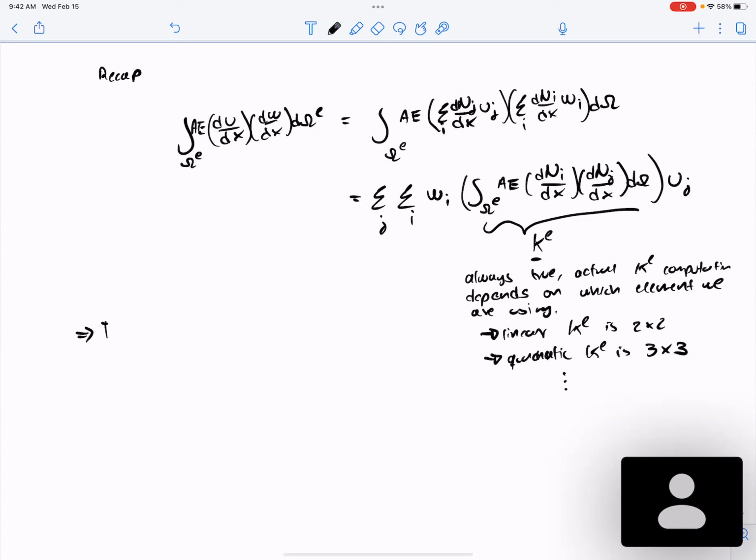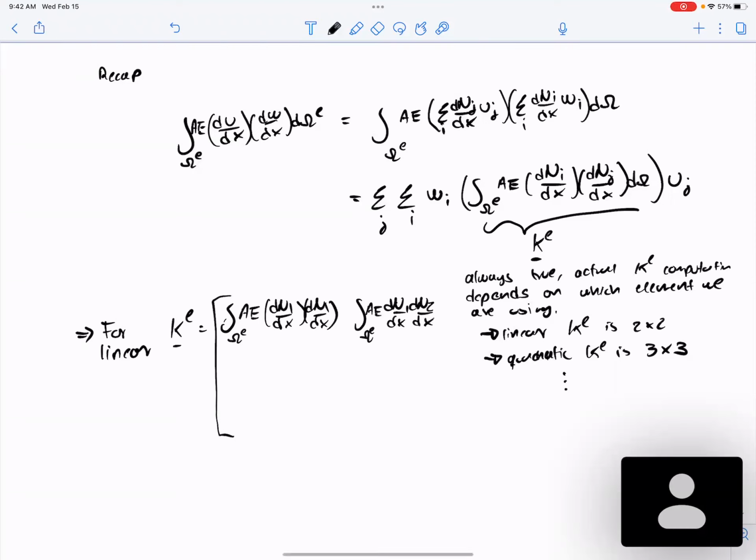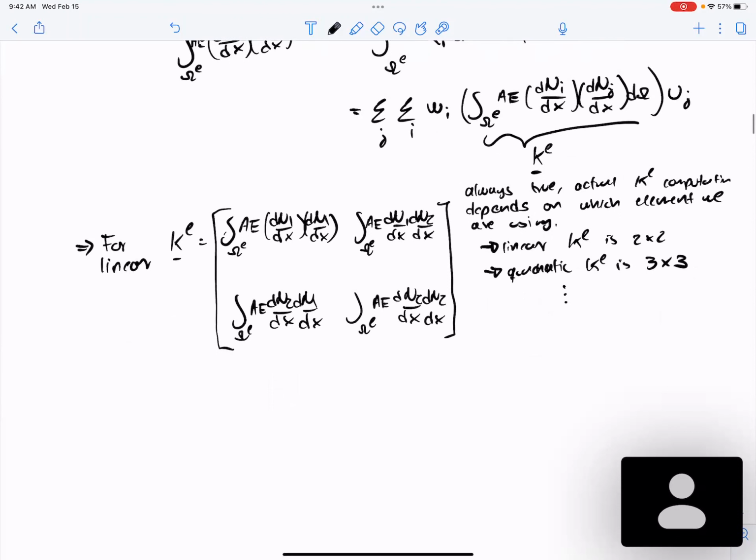And so for linear, what does that KE look like? All we need to do is write out all the 4 combinations. So this is AE dN1/dx dN1/dx, then AE dN1/dx dN2/dx. This one is AE dN2/dx dN1/dx. And then dN2/dx dN2/dx. This is our 2 by 2 stiffness matrix for the linear case.